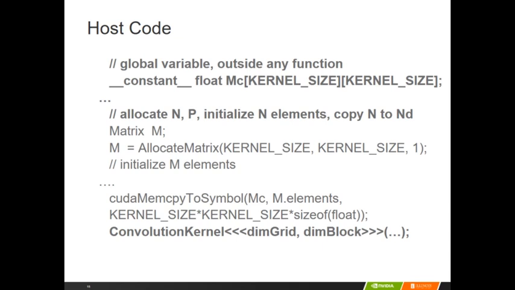The next batch of code essentially just allocates and initializes the M elements as a host array. And then we use cudaMemcpyToSymbol to copy the elements of M.elements into the MC array. And the number of bytes that we need to copy is kernel size times the size of float. After this cudaMemcpyToSymbol function, we can launch the convolution kernel as what we did in the past.